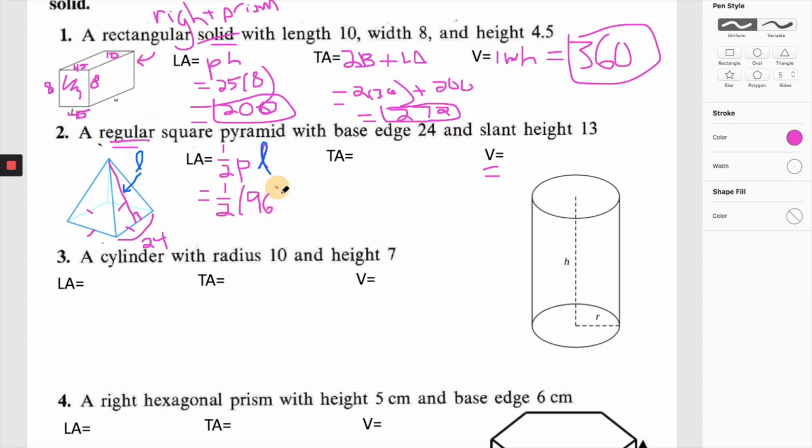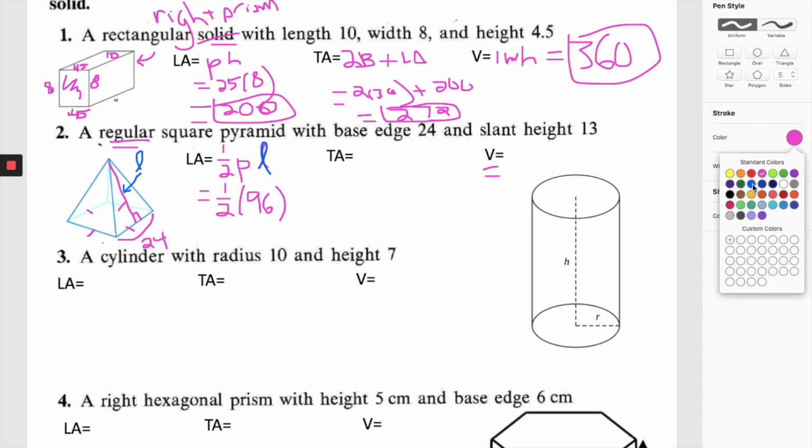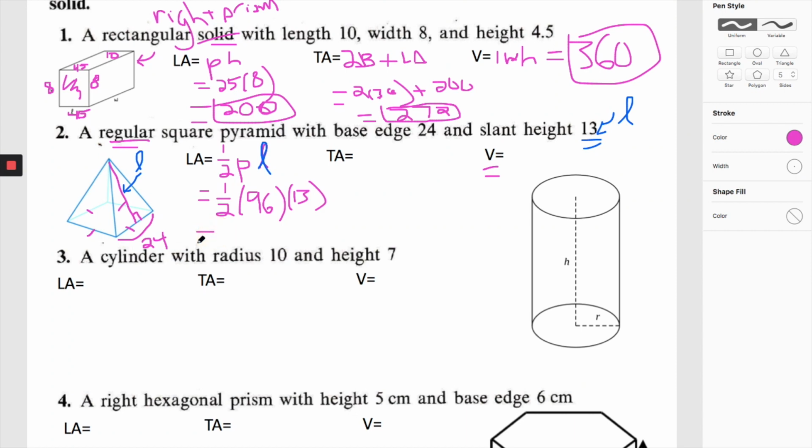And we're going to multiply that by L, which is given to us here as 13. Do some quick mental math in order to save the numbers we need to put in our calculator. 1/2 times 96, well, half of 96 is going to be 48. And I'm going to multiply that by 13 to get to my answer. And here you hear my calculator hitting buttons, and I get 624. No units means I don't have to put units in my answer.